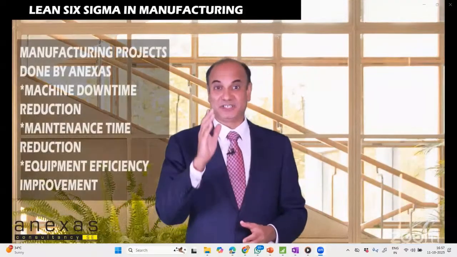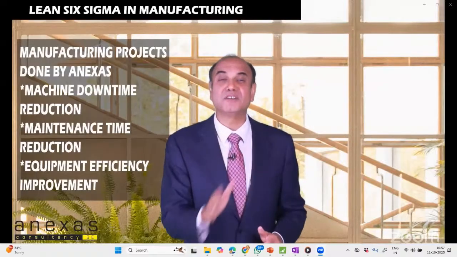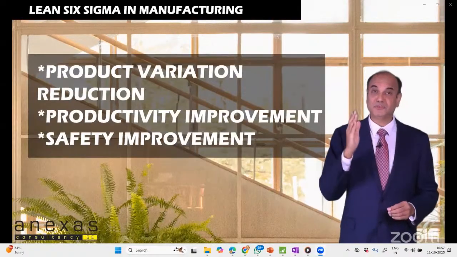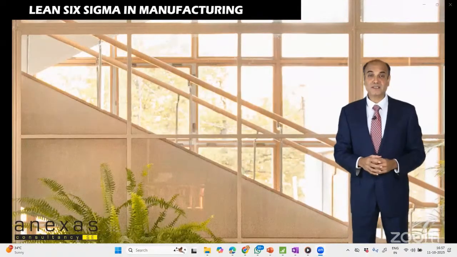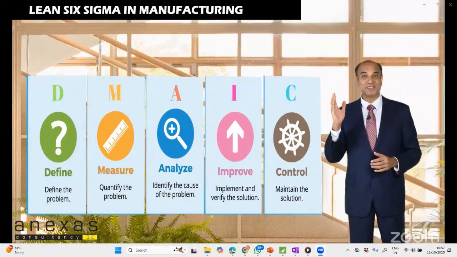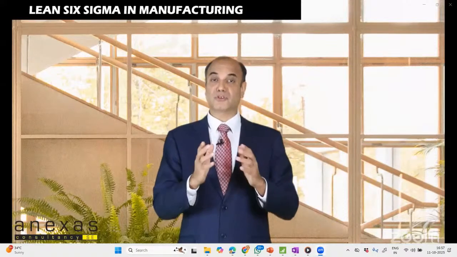It is very rightly said that machines are mere pieces of metal if they cannot be made efficient. Lean Six Sigma helps you to do this. What is the core of Lean Six Sigma? It's DMAIC. Yes, define, measure, analyze, improve, and control. It helps you to reduce the existing problems with unknown causes.